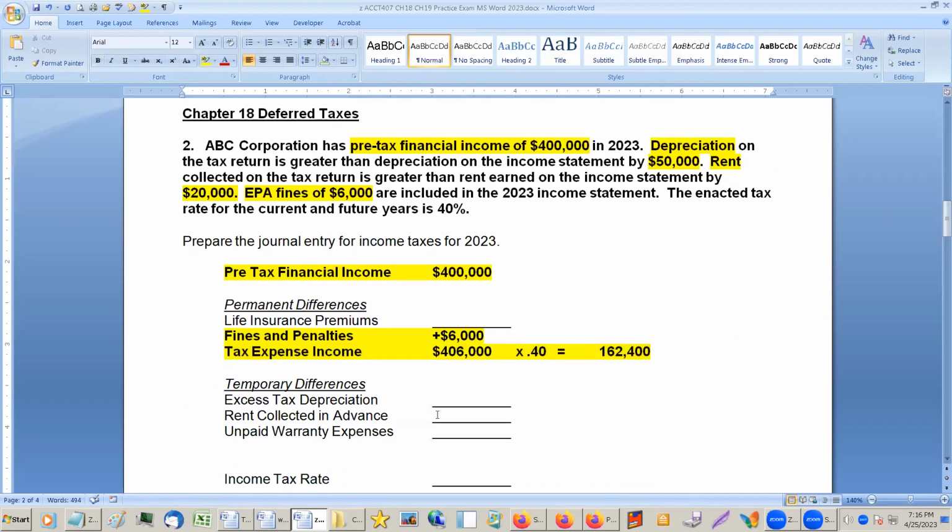Okay. So coming down here, we have excess depreciation. This is going to subtract from our taxes. What is it? 50,000. It's 20,000.